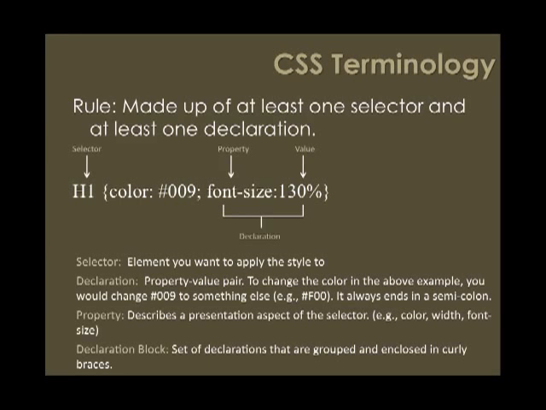How does it work? So CSS, sometimes like HTML, looks like a foreign language to people, but it's really broken down into some different components. The first thing you have is a rule, and it basically consists of one selector and at least one declaration. A selector is something like an H1 tag. And then a declaration includes a property and a value. So font size is a property, 130% is a value.